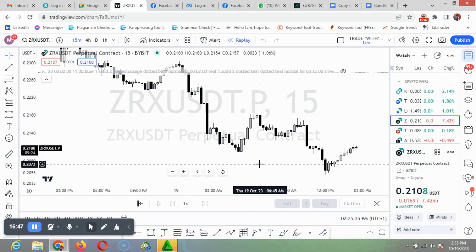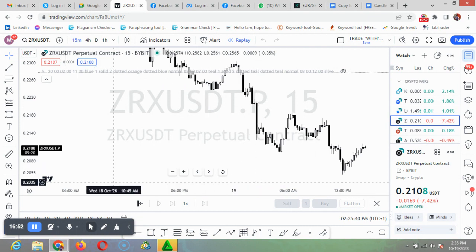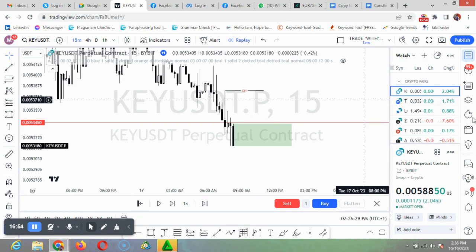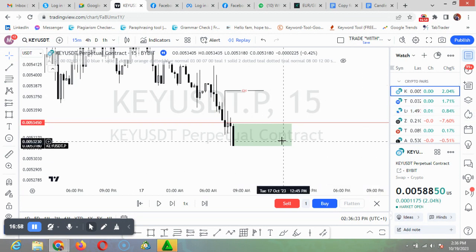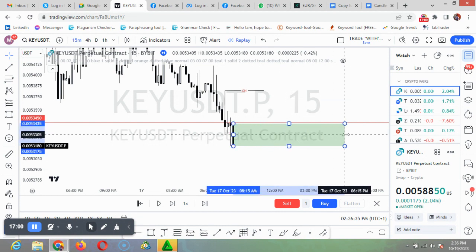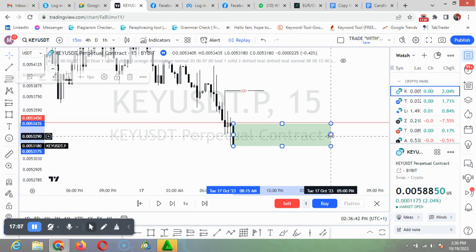Hold on. All right, so you mark the whole candle. You just mark it out. You can draw your box as long as you want, it doesn't matter. But what matters is you have to mark that last candle. You have to mark the bottom and the top. All right.